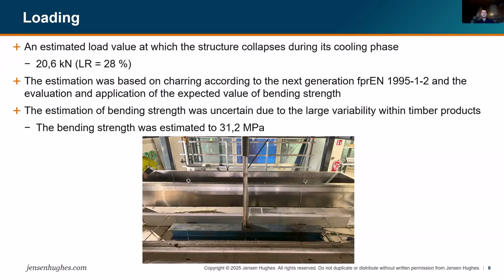So the estimated bending strength was somewhat uncertain due to the large variability within timber products, and the final used bending strength was estimated to be 31.2 megapascals, which is slightly higher than what the Eurocode 5 would propose to be used.